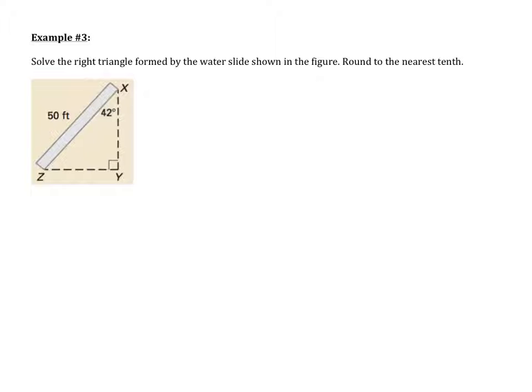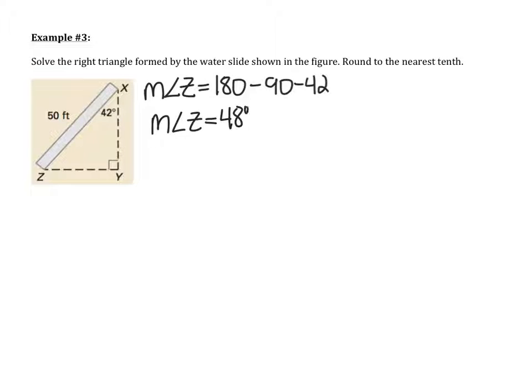The way to start would be the easiest. I'm given 2 angle measures, 42 degrees and 90 degrees. So I could simply subtract from 180 to find the measure of angle Z. The measure of angle Z would be 180 minus 90 minus 42, so the measure of angle Z would equal 48 degrees. I'm going to write that into my diagram just so I can keep my eyes on the prize. Now I have all 3 angles. Now I need to find all 3 sides. I was already given 1 side, so now I need to find this side and that side. So we need to find the measure of ZY and XY.